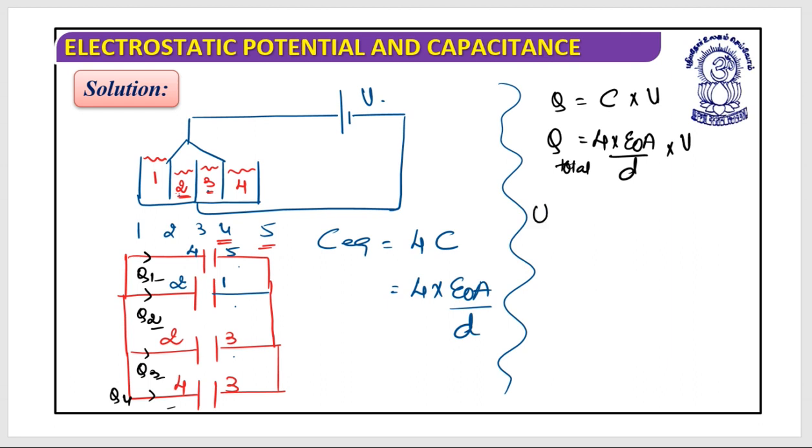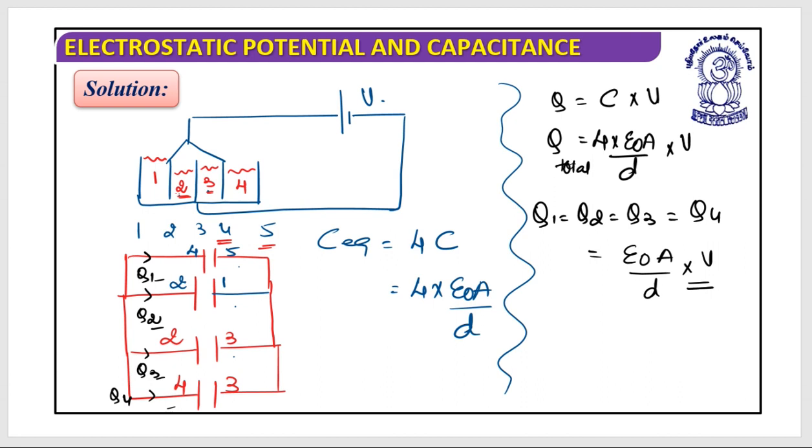So I can write Q1 equals Q2 equals Q3 equals Q4, and each one will carry a charge of epsilon naught A by D multiplied by V. This is the charge of each branch.